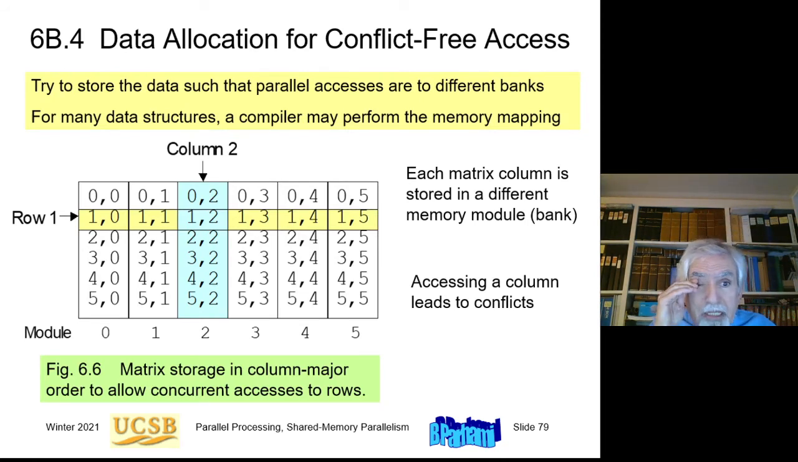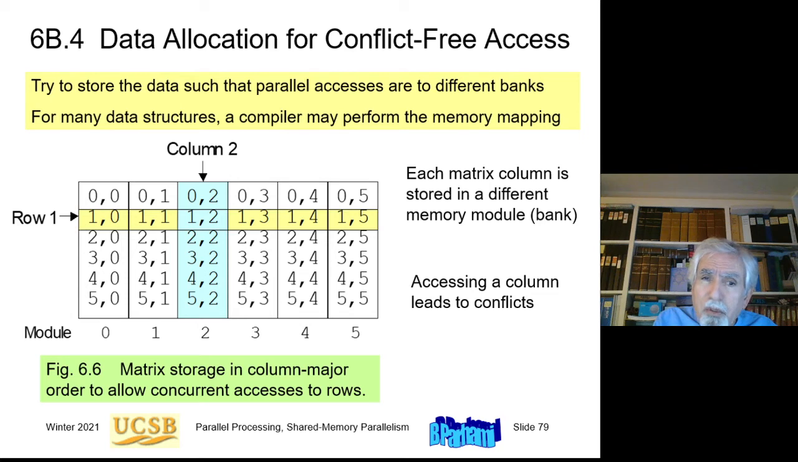Okay, section 4 in this chapter deals with data allocation for conflict-free access. These methods are described in terms of matrix accesses because those are more easily understood. So suppose I have a 6 by 6 matrix. Again, typically matrices we deal with in parallel processing are much larger, but let's take a small example. And in matrix algorithms, we are interested in accessing rows of matrices and columns of matrices. For example, in matrix multiplication, okay?